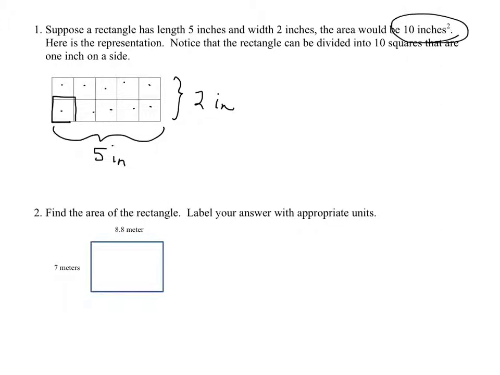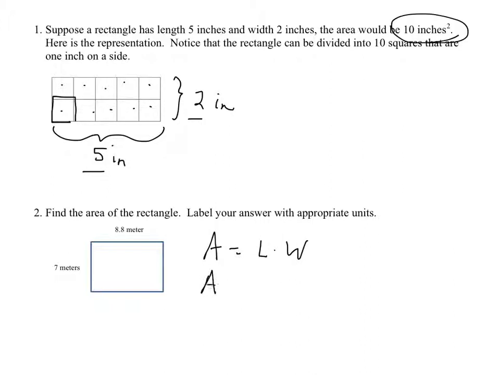And it makes sense that we say square inches because we're trying to fit squares into the object. So 5 times 2 is 10. I didn't prove that the formula is length times width for the area of a rectangle. However, we're going to go with it.